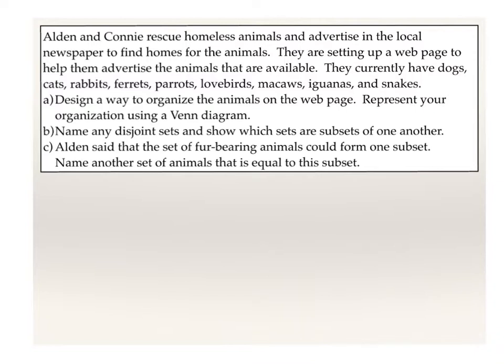Just 2 more quick ones. Alden and Connie rescue homeless animals and advertise in the local newspaper to find homes for the animals. They are setting up a web page to help them advertise animals. These are the kind of questions you're going to see, by the way. They're pretty easy, and there's not always a wrong or right answer, so it's a little subjective. They currently have dogs, cats, rabbits, ferrets, parrots, lovebirds, macaws, iguanas, and snakes. If I give you an example where you don't know what some of the stuff is, please just ask me. We do one with sports later on, and there's often lots of people who don't know a lot of the sports. It's not a big deal.